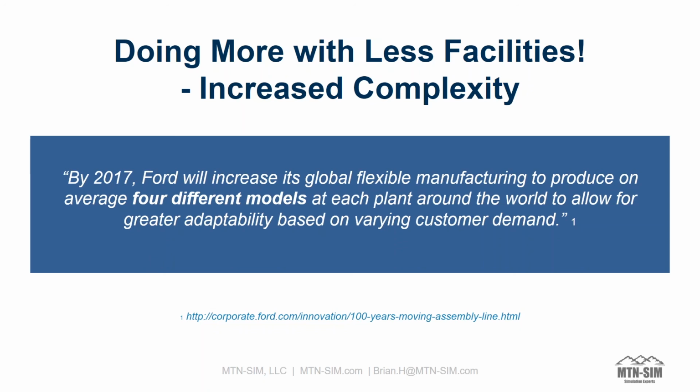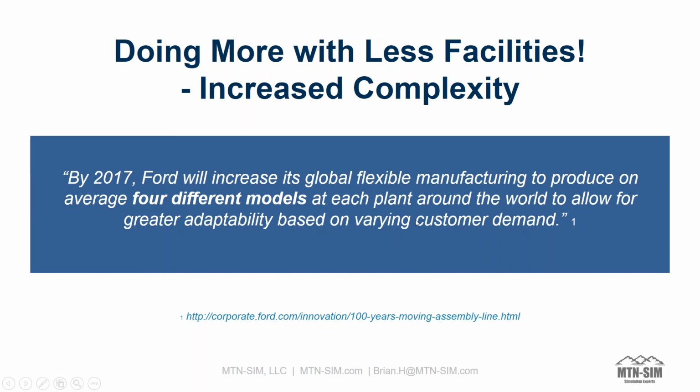And before we do, we'll look at an online article, this was from the Ford Motor Company's online magazine, and it just shows by 2017, which we're currently at, that Ford on average is producing 4 different vehicle types in each one of its facilities.